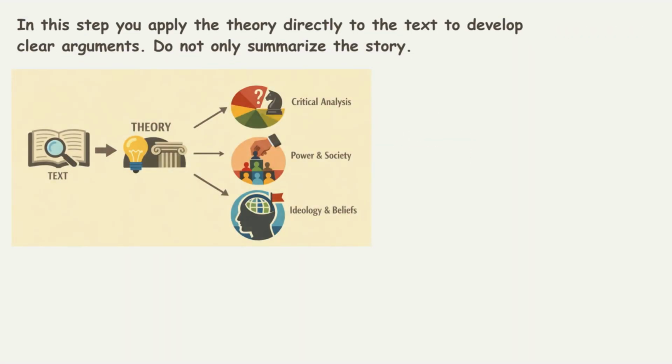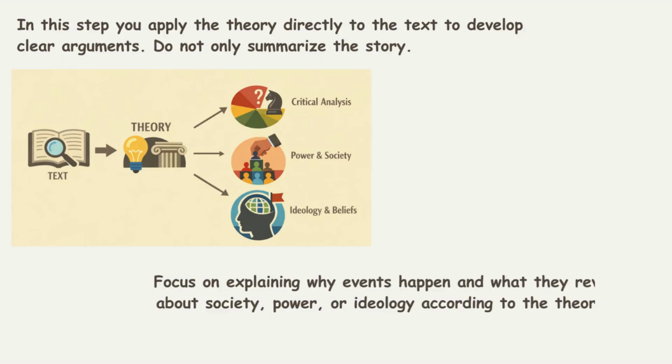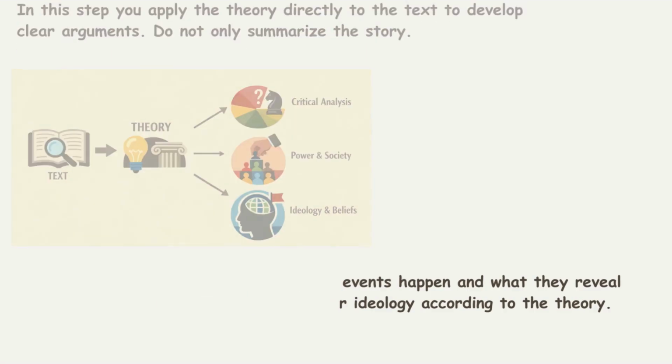Step 6. Apply the theory in the analysis. In this step you apply the theory directly to the text to develop clear arguments. Do not only summarize the story. Focus on explaining why events happen and what they reveal about society, power, or ideology according to the theory.